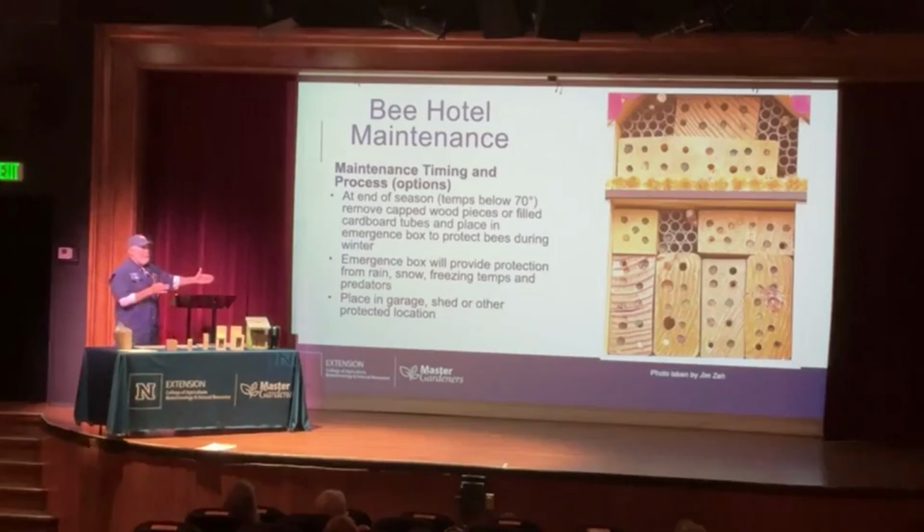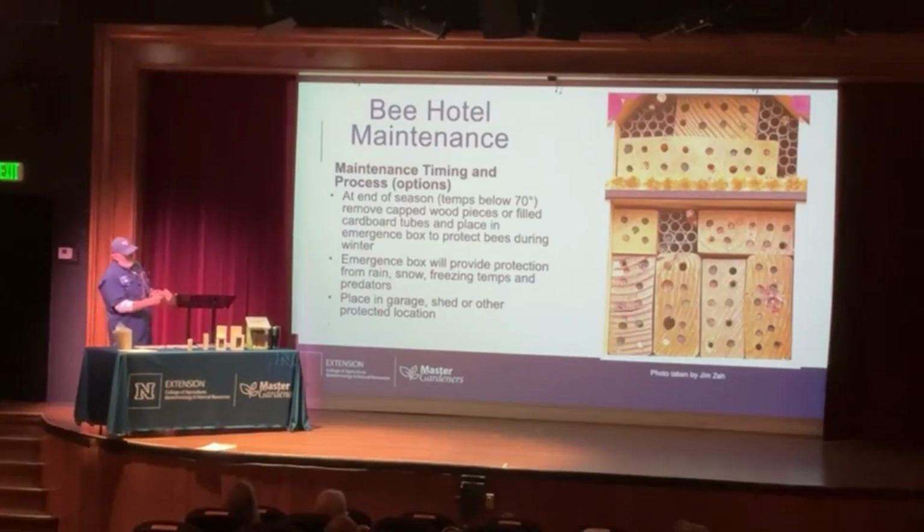At the end of the season, meaning temperatures are dropping below 70 degrees. Last year, wow, it was late. It was like November, December when it seemed like they weren't active any longer. But when they stop being active, you want to remove the capped wood pieces from everything. I take everything out and put it in an emergence box. An emergence box just allows the bees to be somewhat safe, right? I use a shoebox. So I put them in, close the shoebox.